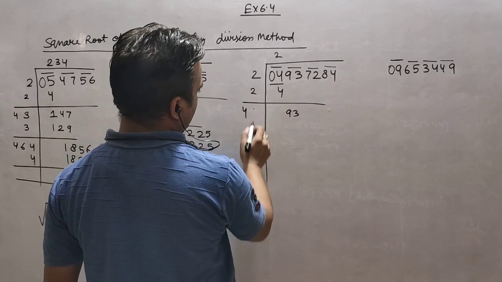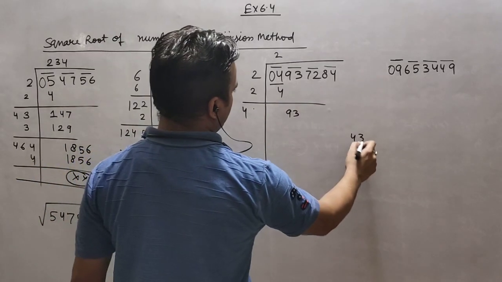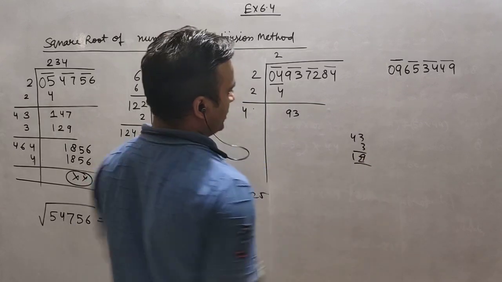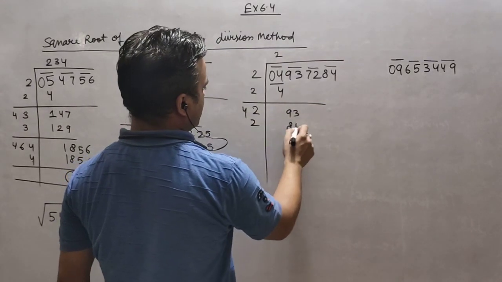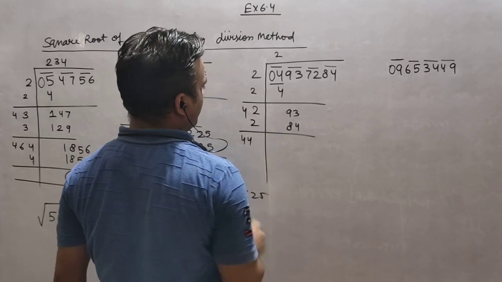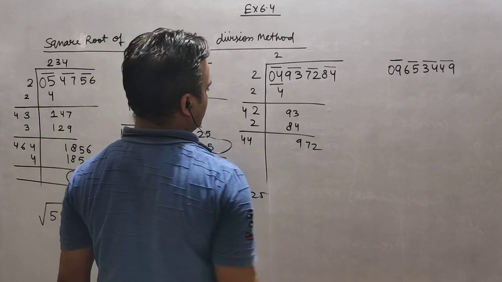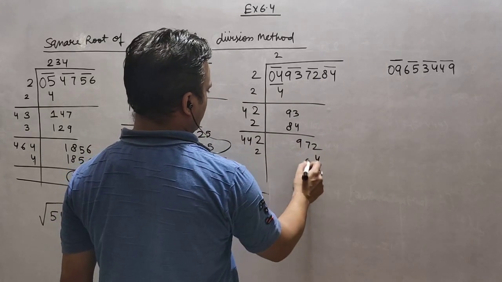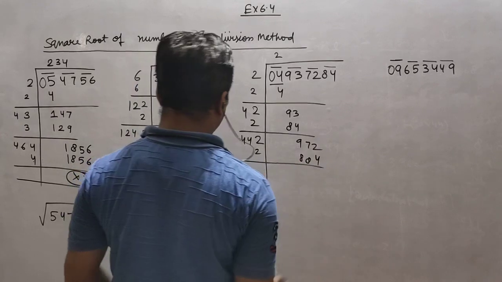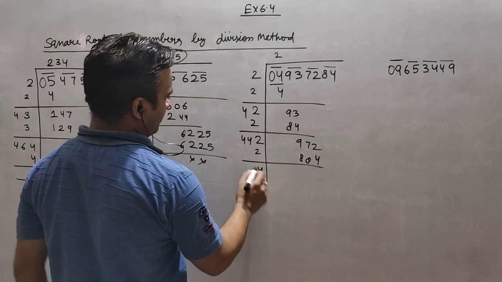So can we take 3? If you take 3 it will be greater than this one, because 43 times 3, 3 3s are 9 and 12, 120. We cannot take it. So it means we have to take 2 here. So it is 84, it is 44, it is 9, and next number 72. I think it will go 2 times. So 2 4s are 8, 8. This one, I am removing this one. Now it will be 4.